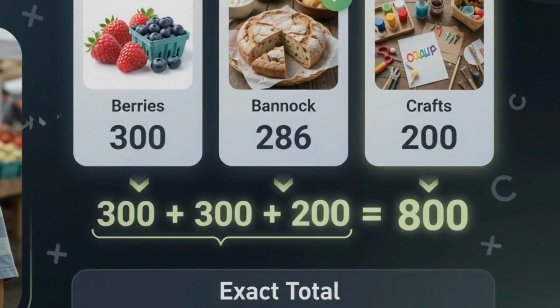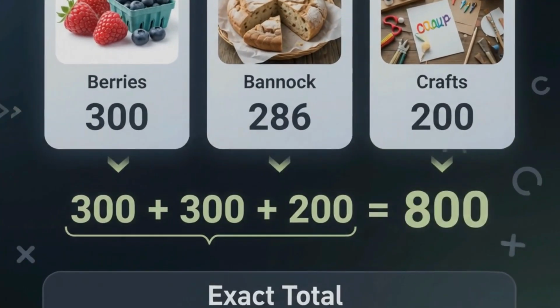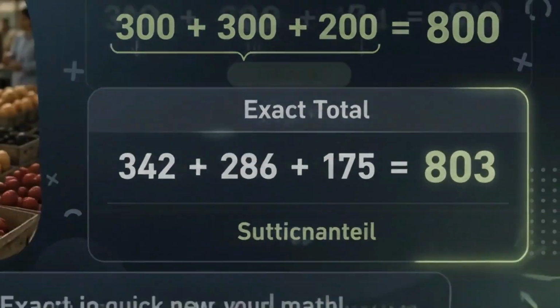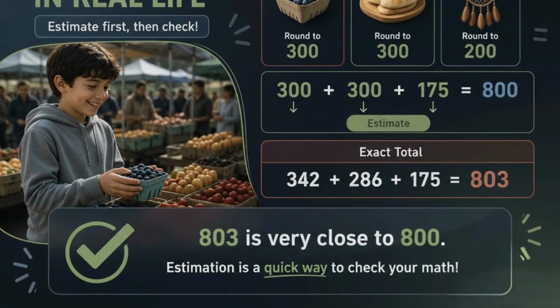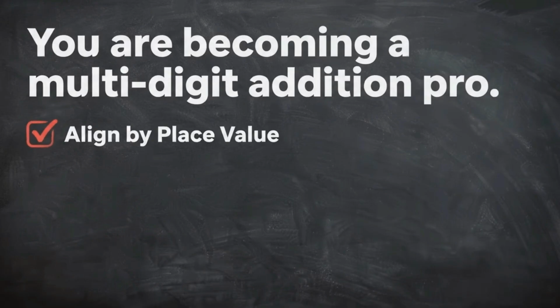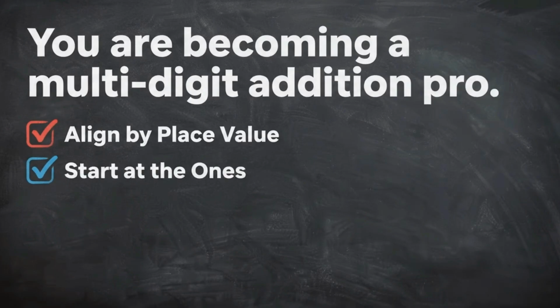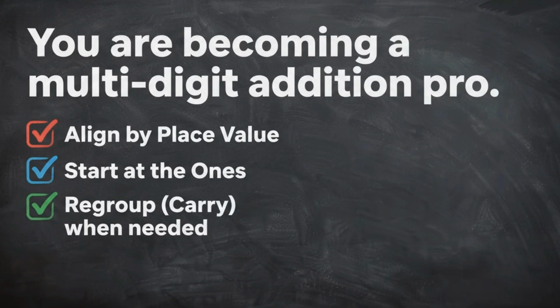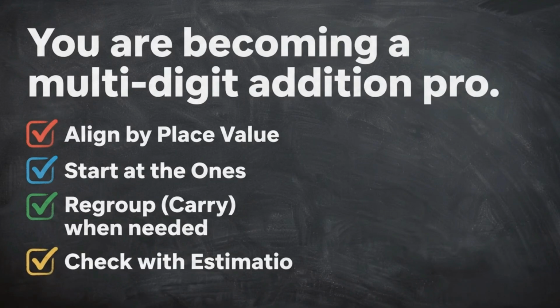Now, the crucial point here is that our rounded estimate of 800 is incredibly close to our exact calculated answer of 803. This tells us our algorithm worked perfectly and our answer makes total sense. Okay, let's quickly recap the amazing steps we've mastered today. Number 1, always align your place values straight up and down like a worksheet. Number 2, always add starting from the right and move to the left. Number 3, regroup those bundles of 10 and carry them over whenever a column adds up to more than 9. And number 4, always do a quick mental estimation to check your work.